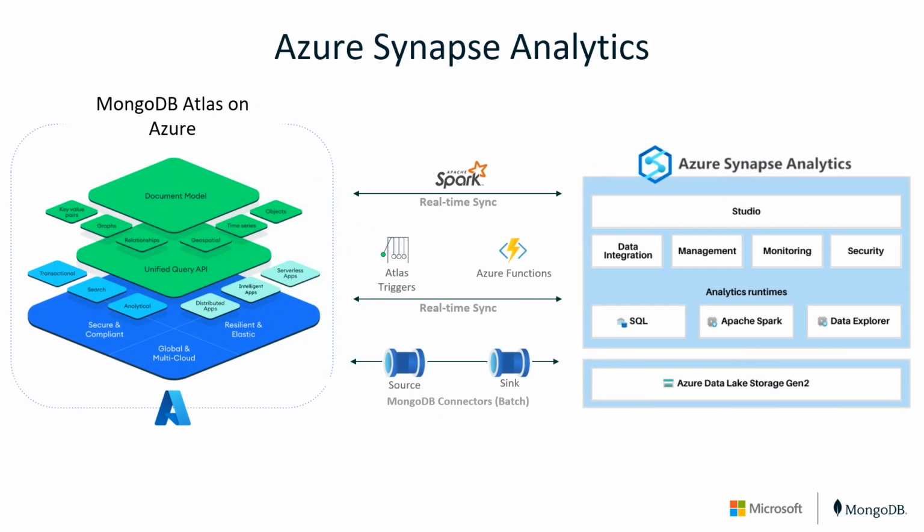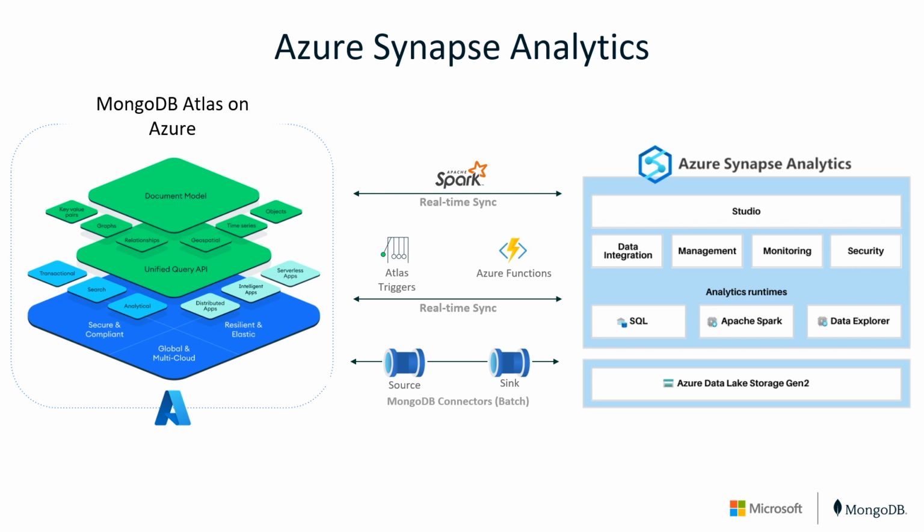As you know, Synapse was one of Microsoft's primary analytics solutions before Microsoft Fabric was released, and a lot of work was done on Synapse and MongoDB Atlas integration that is still available if you are using Azure Synapse today. There are two modes to connect. For your batch mode use case, we have the source and sink connectors available.